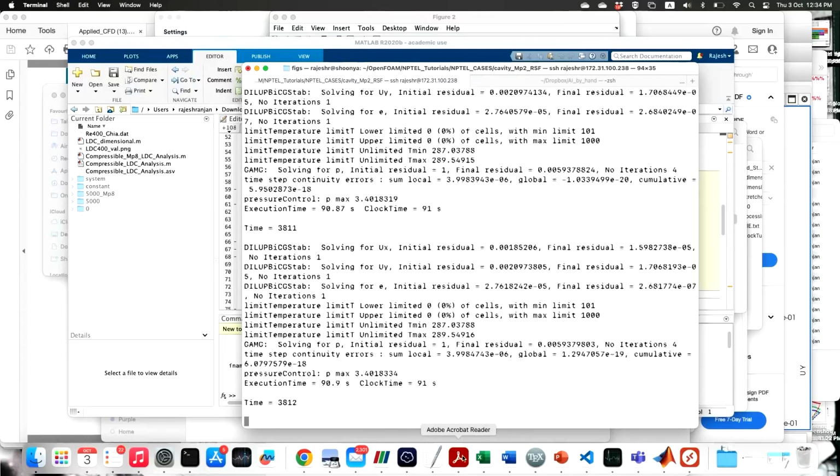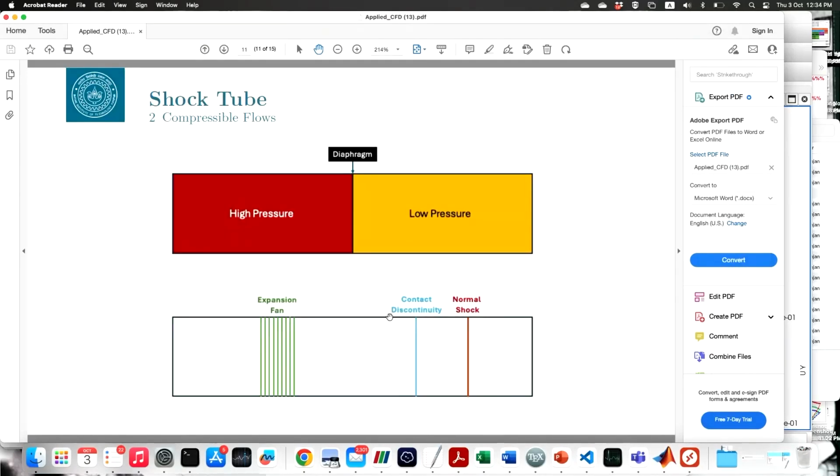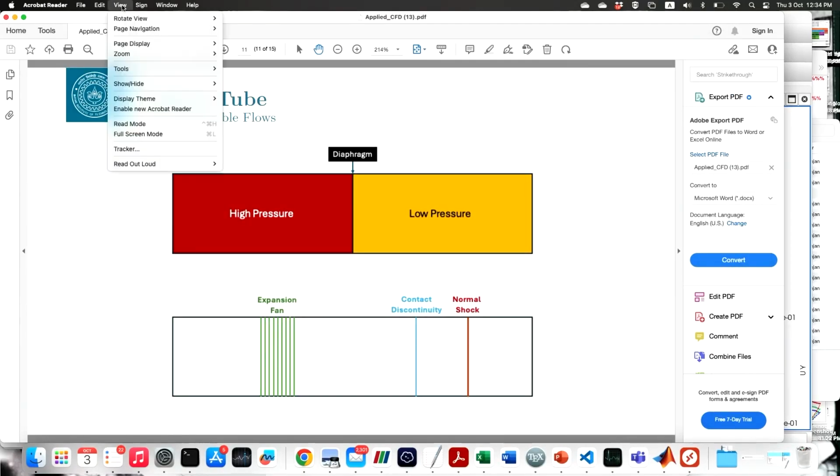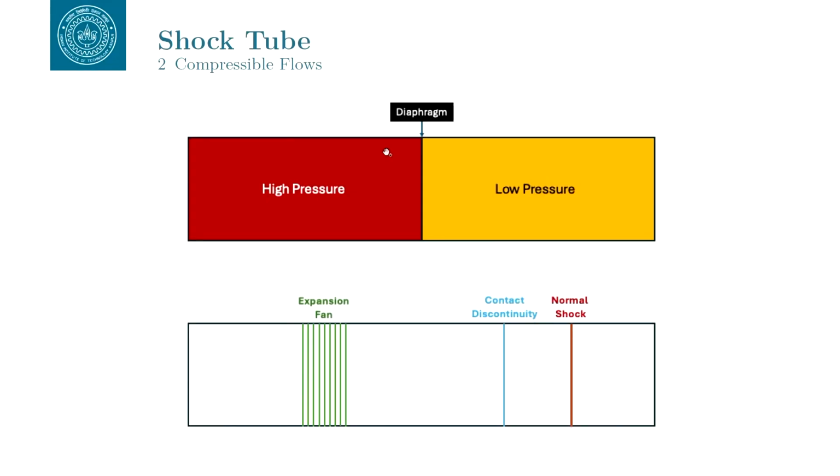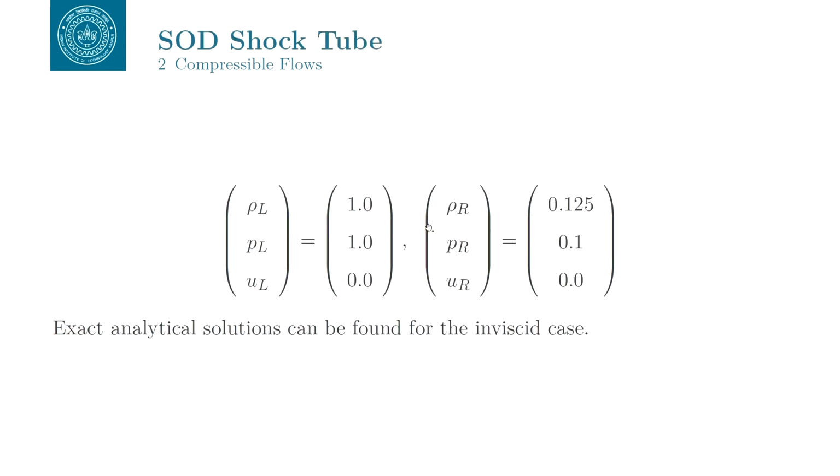Now, we will go to the third problem, which is the shock tube. This problem we have already seen and solved using our own solver, written in MATLAB in 1D. Here we are going to solve it using OpenFOAM. The conditions are well known, I am not going to discuss them a lot. We have high pressure on the left, low pressure on the right. At t equal to 0, the diaphragm breaks, and you have an expansion fan on the left and a shock on the right. These are the conditions that you need to put.